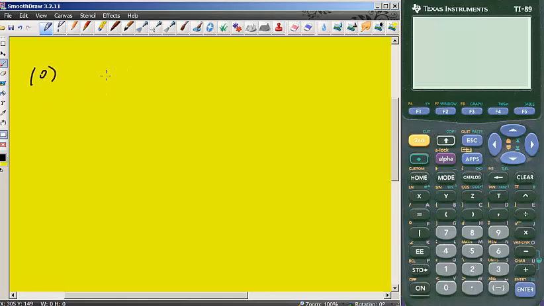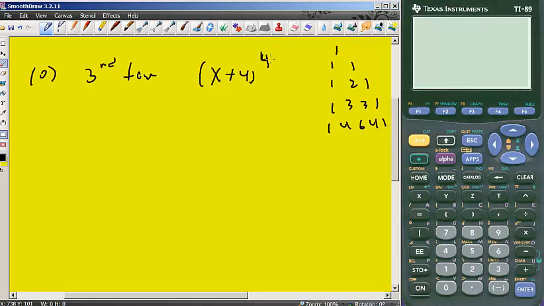In number 10, they're asking for the third term of this binomial, x plus 4 to the 4th. So again, I need to know what the coefficients are. So it'll be 1; 1, 1; 1, 2, 1; 1, 3, 3, 1; 1, 4, 6, 4, 1. So we got what we need. There it is. That's my Pascal's triangle. All right.